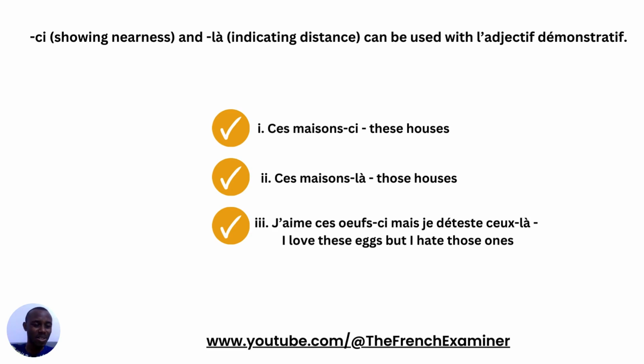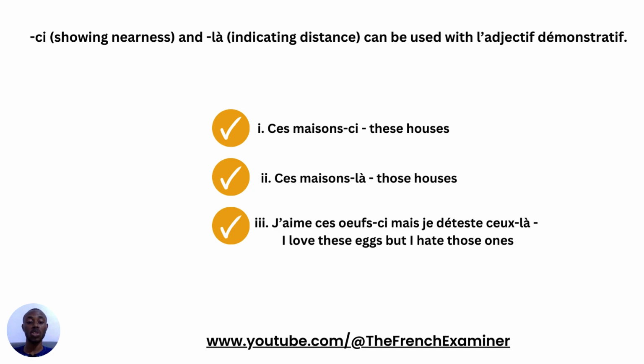So, this is specific now. You mean these houses, these particular ones. Now, but those houses, those ones over there, ces maisons-là. Do you see the difference? Ces maisons-ci, ces maisons-là. Those houses. So, là will indicate distance. Ci will show nearness.